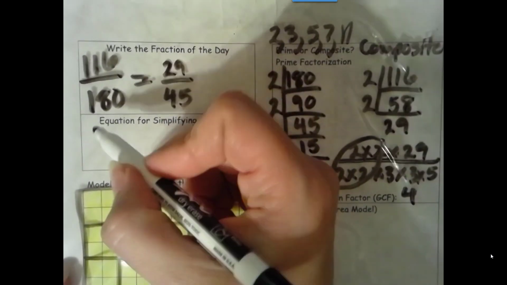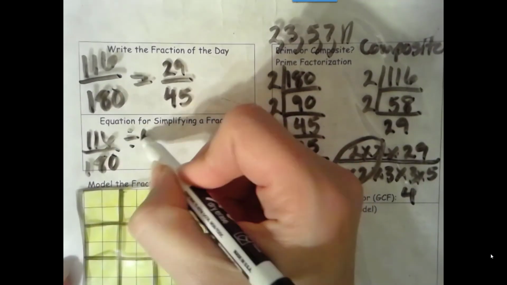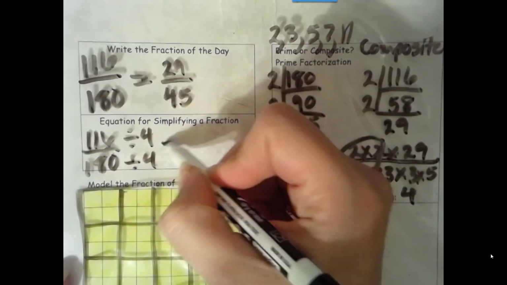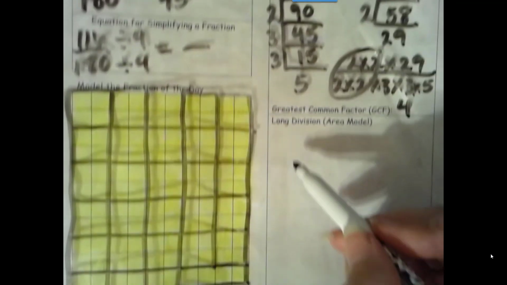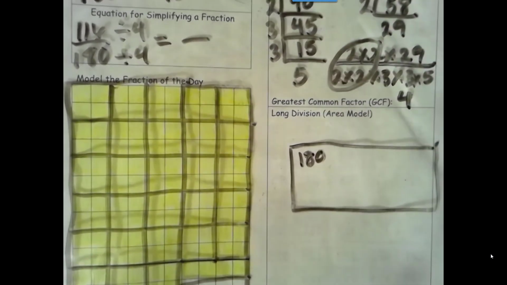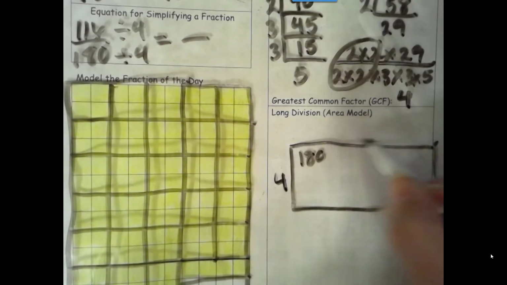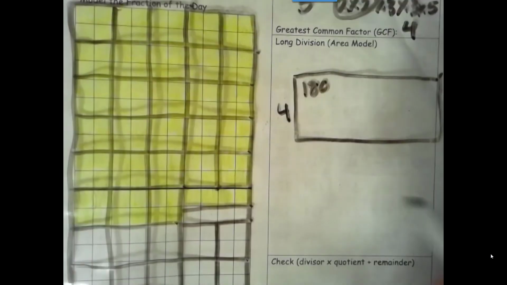Okay, now that we've done our division with our model, let's go ahead and use our algorithm. We're dividing into groups of 4. And we're using our area model. And it's called that because we know that there are 180 square units inside this rectangle. This side is 4, and we need to find the missing side. And that is why our long division is actually set up the way it is.